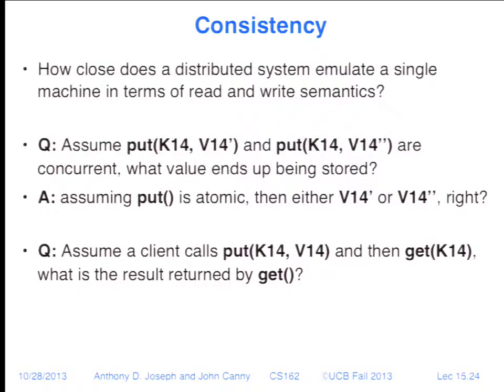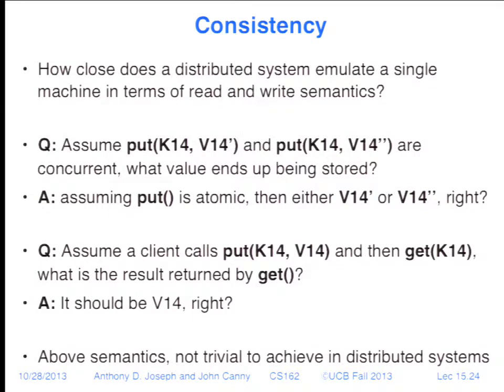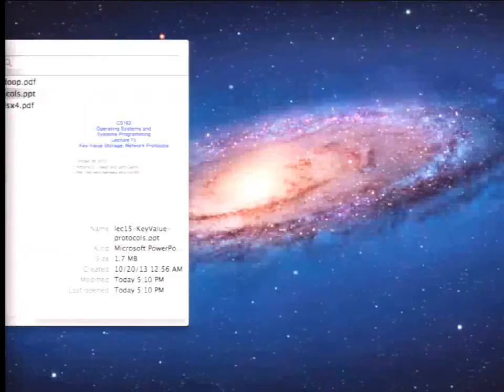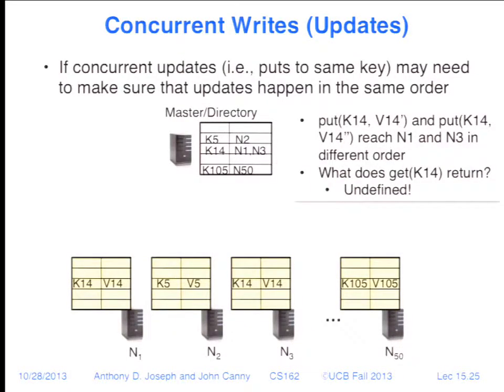Another case is if we do a put to the same data node and then a get operation, we would expect to get the result that we most recently put in. But that isn't what will always happen. If you actually trace through some real systems, it's quite hard to achieve this. So let's just look at some examples of what can go wrong. So let's look at what happens when some of these updates arrive at about the same time.